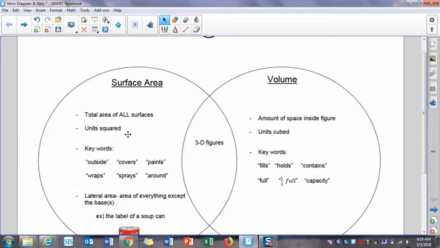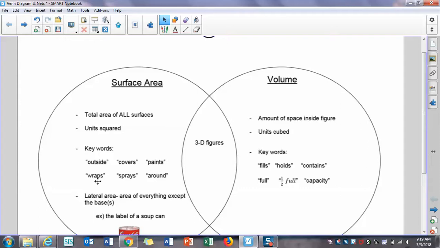Now, here we want to look at key words that you see in word problems. I'm not just going to always say what is the surface area, so you may hear things like, oh, what is the outside area of something? So that's also surface area. Covers, so a good example of that is how much tarp I need to cover something. If I wanted to paint a box, okay, I'm only going to paint the surface area of it.